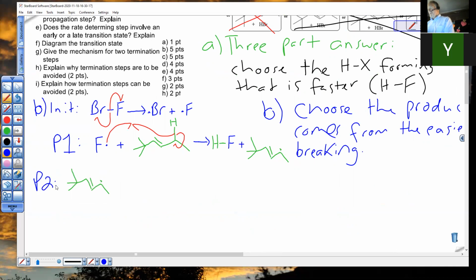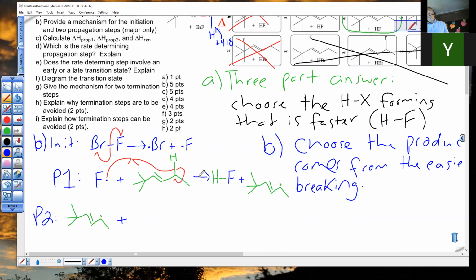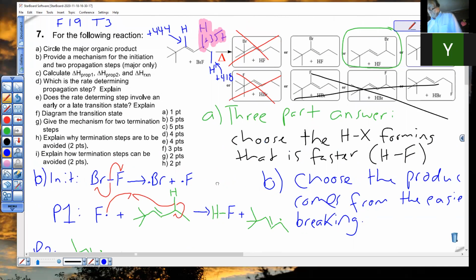And it's going to hook up with, now if you hook it up with Br dot, you're in trouble. It doesn't do that. You will have killed propagation steps by reacting a radical with a radical. On Monday, we'll talk about it. Explain why termination steps are to be avoided. And the termination steps are here. And you don't know yet, but that's when a radical reacts with a radical, and it's not a good thing. The name suggests it's not a good thing. Would you like to be terminated ever?